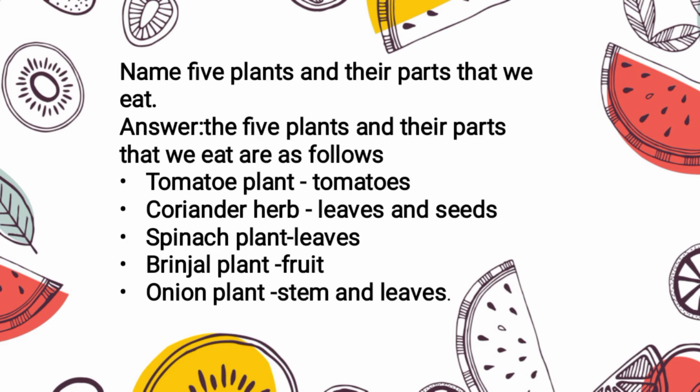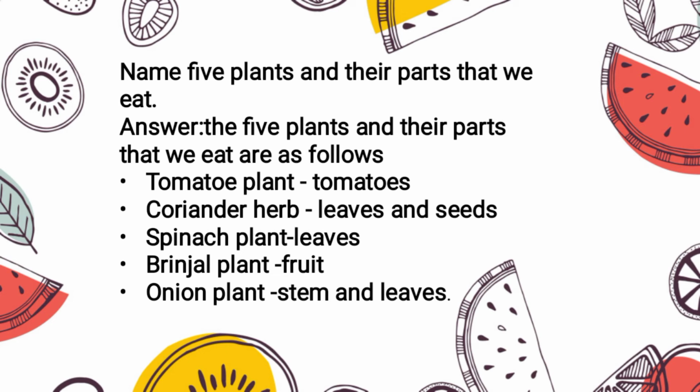Name 5 plants and their parts that we eat. So you have to name the plants and also the parts which you are eating. The 5 plants and their parts that we eat are as follows. Tomato plant, you are eating tomato, that is a fruit. Coriander as a herb, you are using the leaves and also the seeds of coriander.